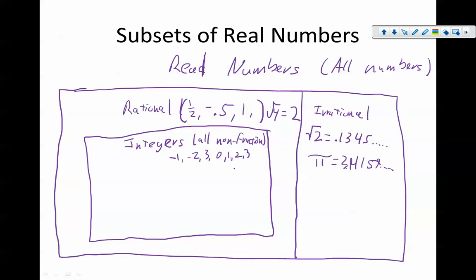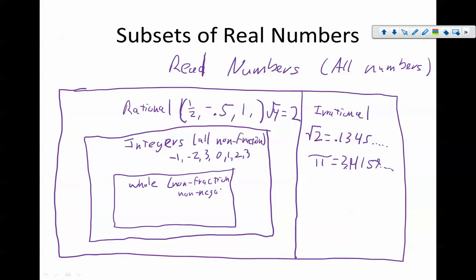Finally, the last group we're going to break this down into is the whole numbers. The whole numbers are non-fraction and non-negative. The negative numbers are integers. Zero is in here too, along with all positive things that are non-fraction and non-negative; those are all considered whole numbers. So here are our 5 classifications that we're going to look at.